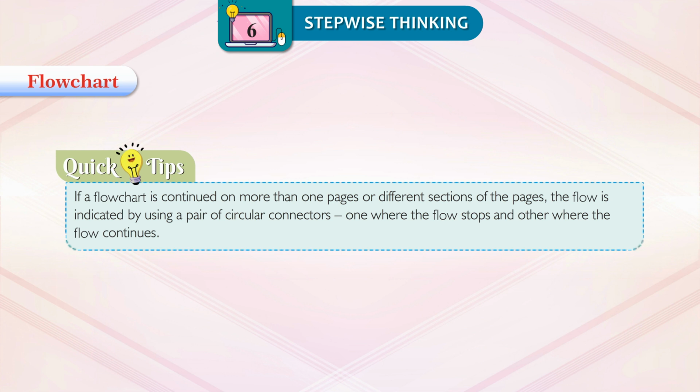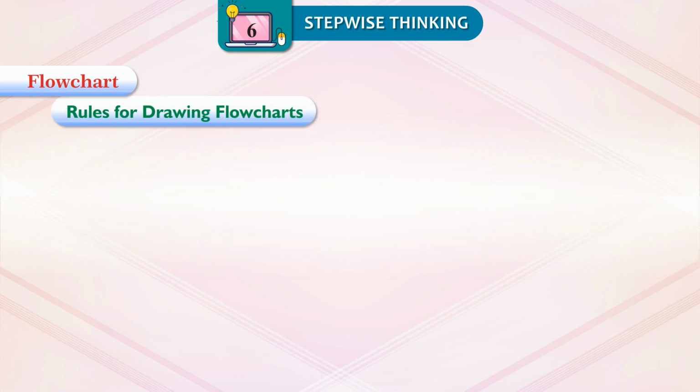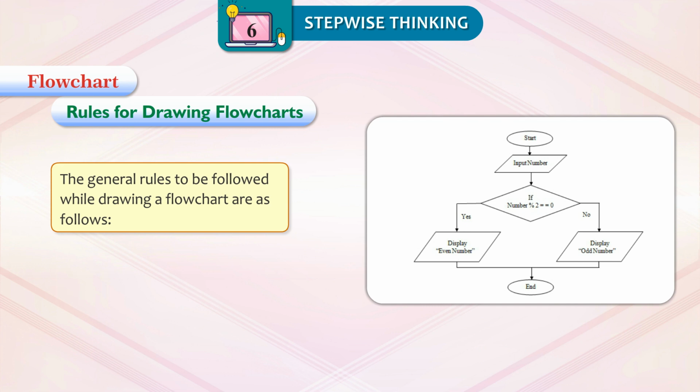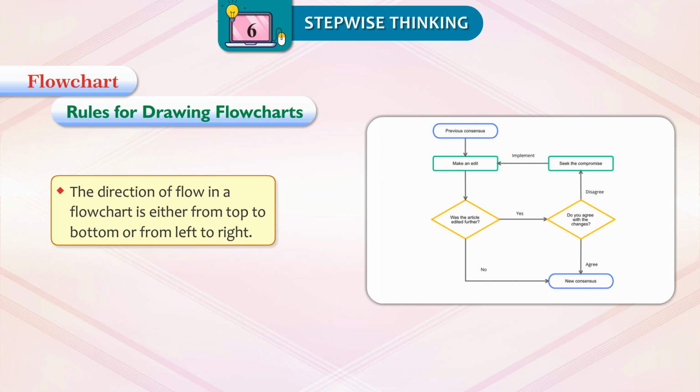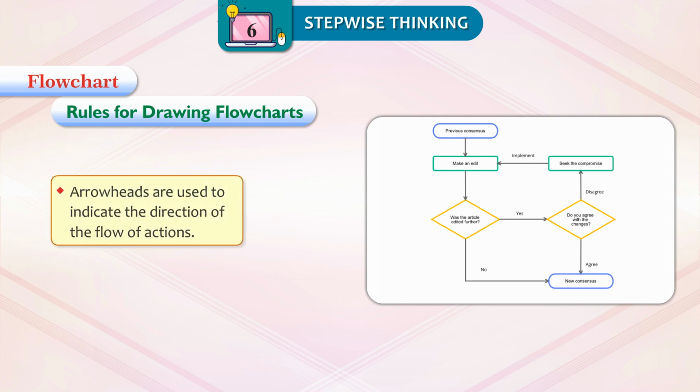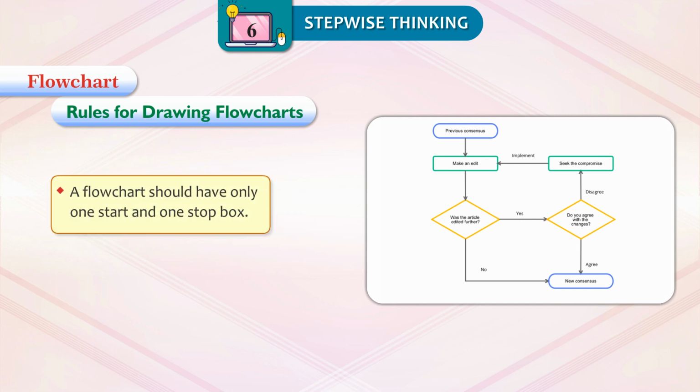Quick tips. If a flowchart is continued on more than one pages or different sections of the pages, the flow is indicated by using a pair of circular connectors, one where the flow stops and other where the flow continues. Rules for drawing flowcharts. The general rules to be followed while drawing a flowchart are as follows. The direction of flow in a flowchart is either from top to bottom or from left to right. Arrowheads are used to indicate the direction of the flow of actions. A flowchart should have only one start and one stop box.